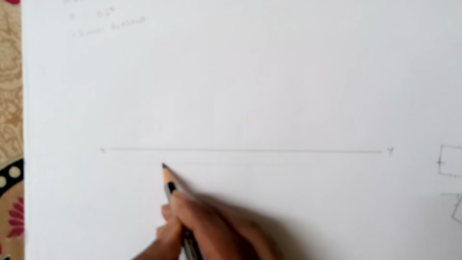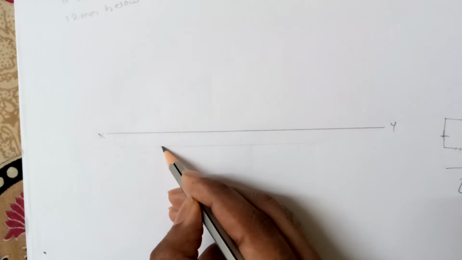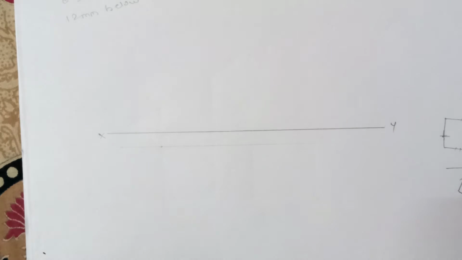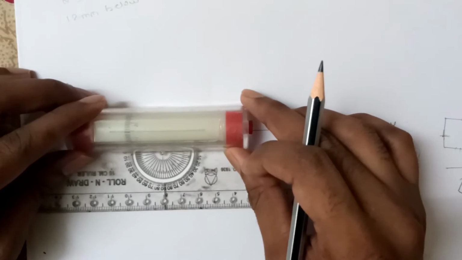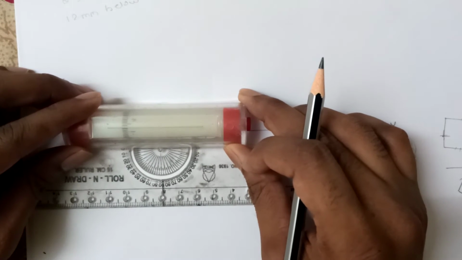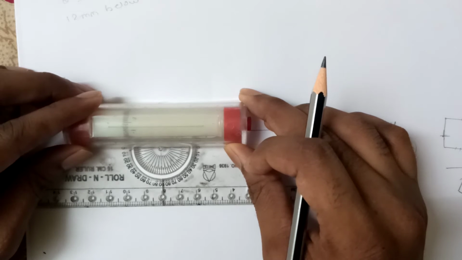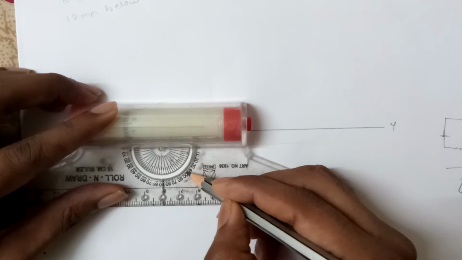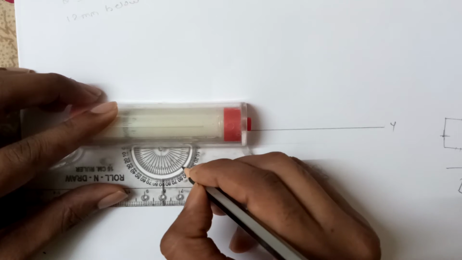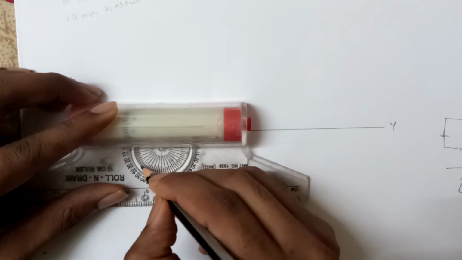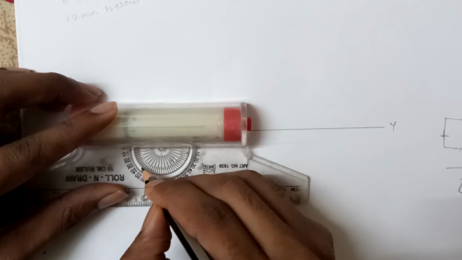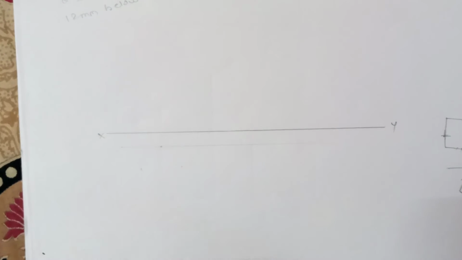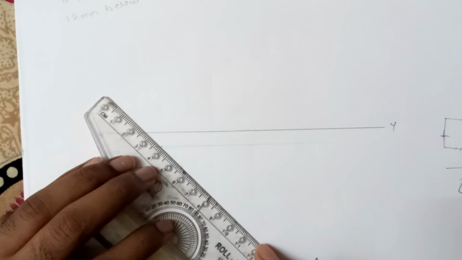Now take one point. From this point, mark 2 points at 45 degree. Now I don't have the protractor here. You have to use protractor to get correct reading. So 45 and 45. Okay, so you will get 2 points. From these 2 points draw 2 lines.